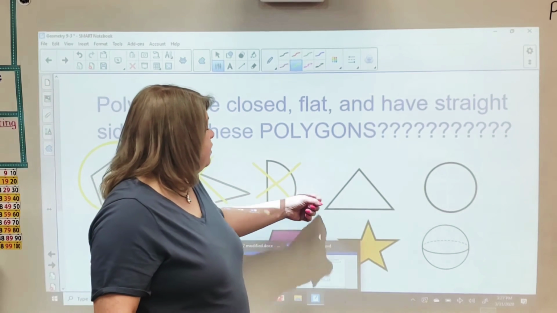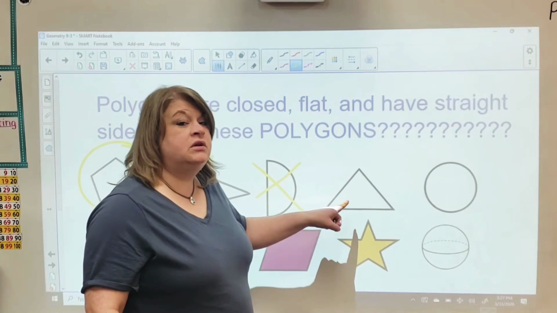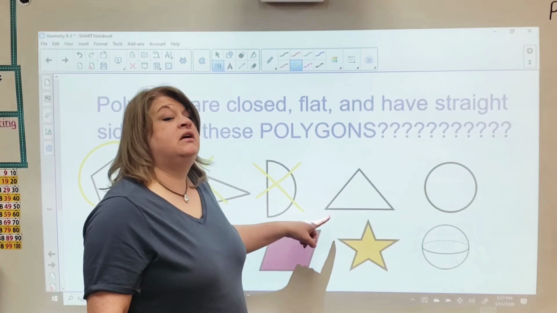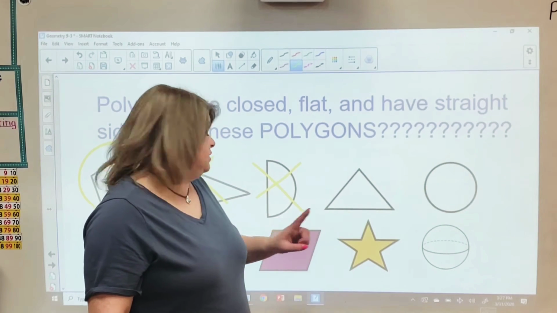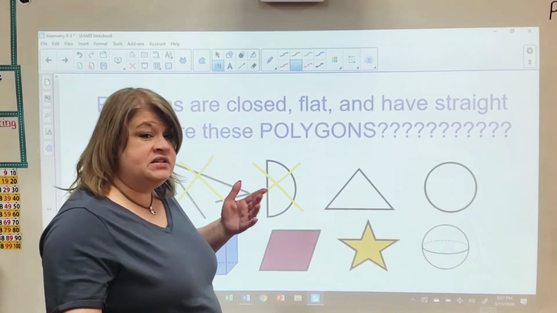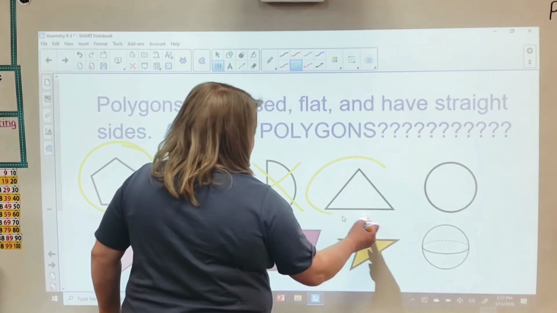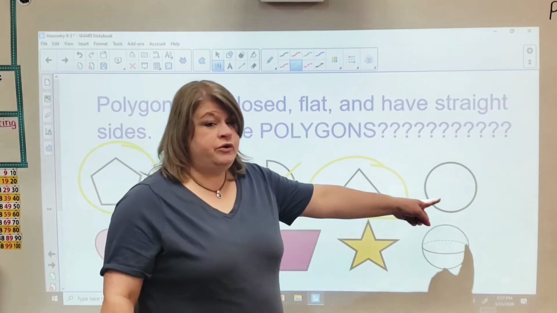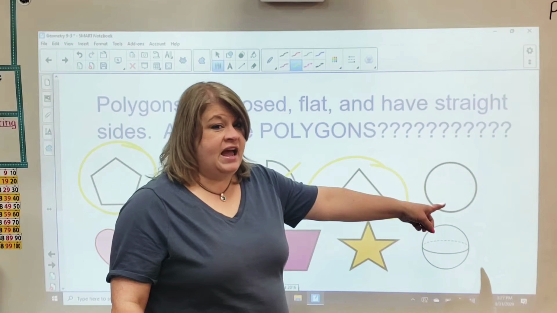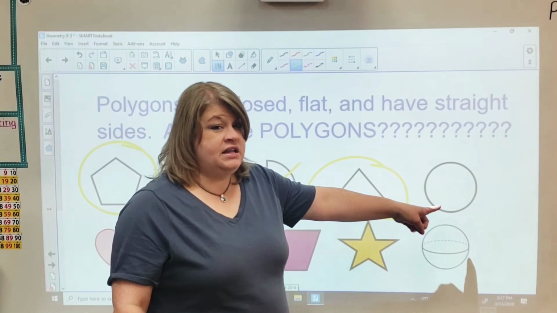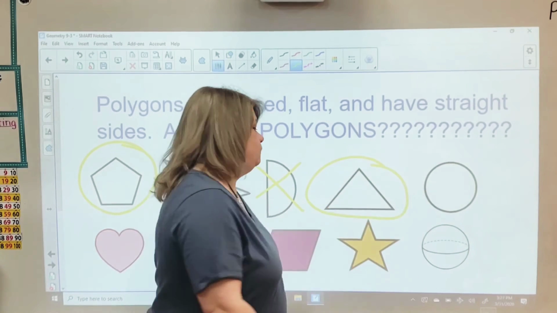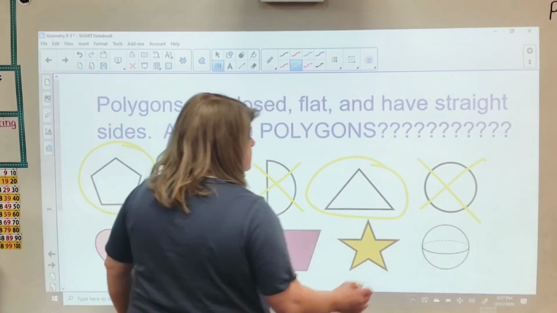Come to the next one here. Is it closed? Yes. Is it flat? Yes. Does it have straight sides? Yes. So guess what? What is it called? A polygon. Closed? Flat? Straight sides? Nope. Circles are not polygons.